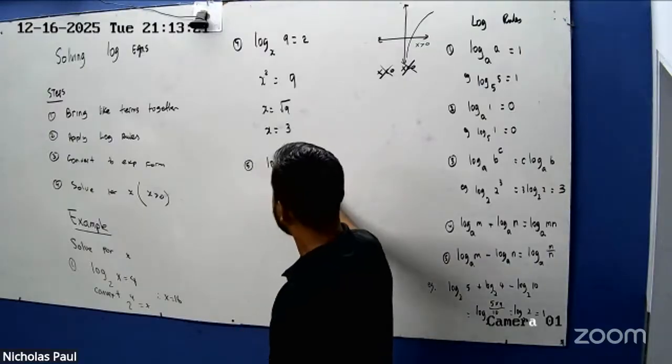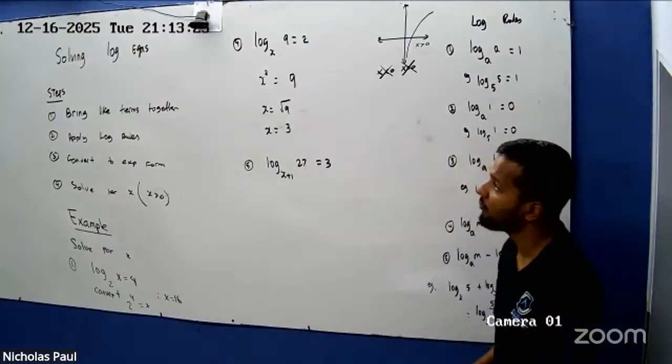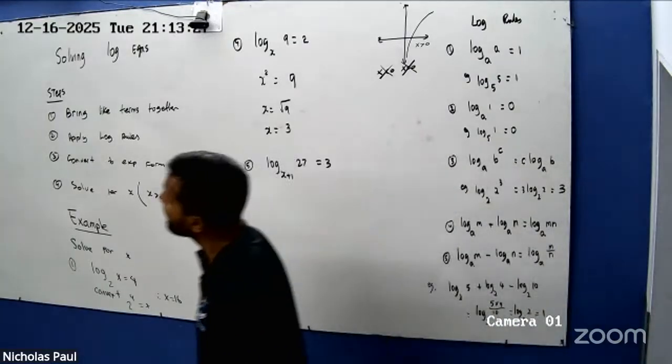Right, log to the base x plus 1 of 27 is equal to 3. That's x plus 1, right?